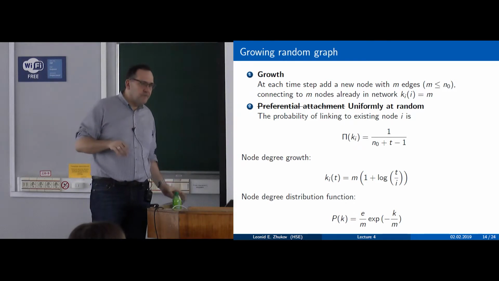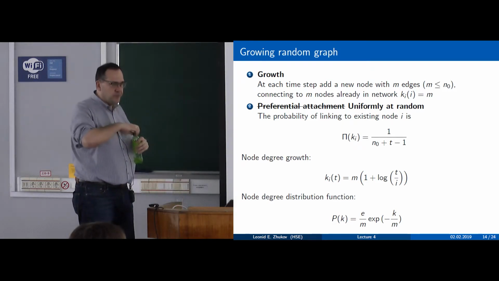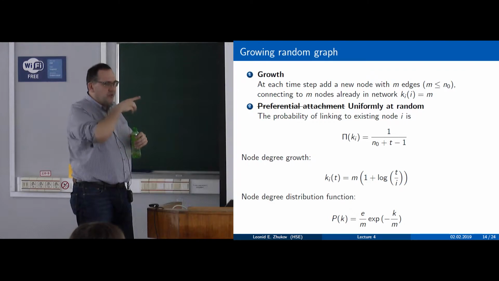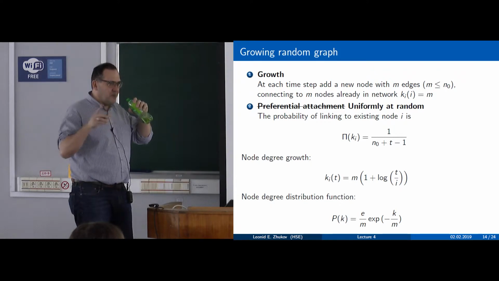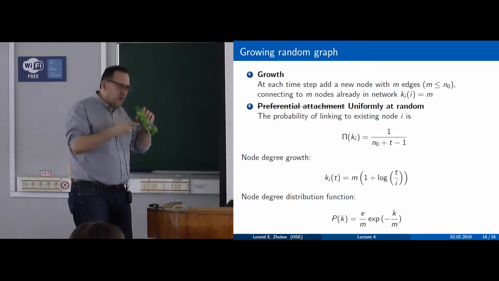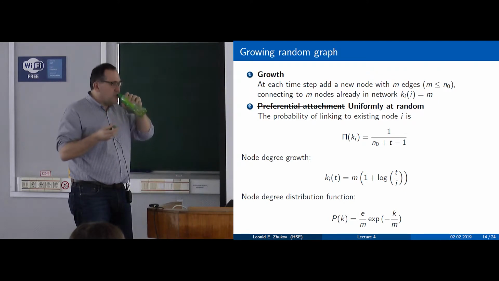What's the difference between this model and the random graph? Well, the random graph has a fixed number of nodes available in the system, and we have this probability thing. And here we're increasing the number of nodes, and for every node we bring a certain number of edges.